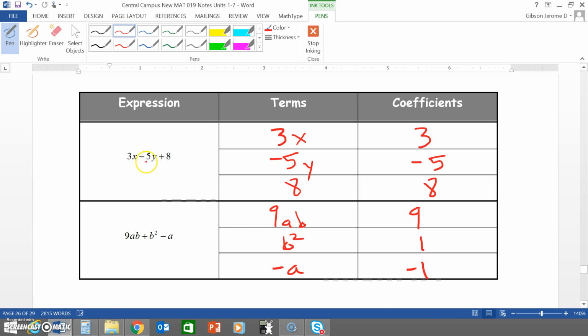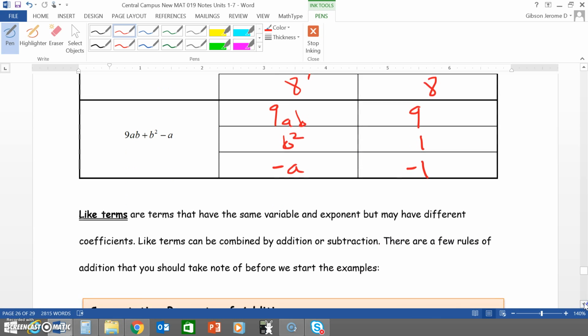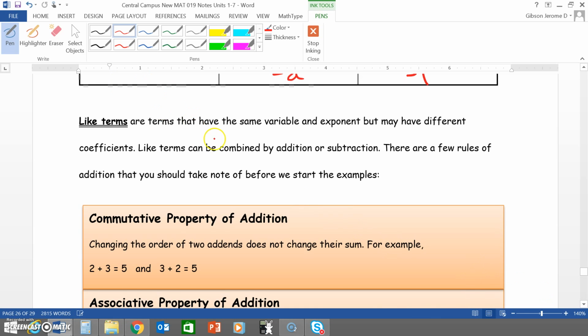Now, one thing I want to point out, the only thing that separates terms are addition and subtraction. That's why you have 3 terms here and only 3 terms here. If you do not see addition or subtraction, there's no separation of the terms. Like terms are terms that have the same variable and exponent, but may have different coefficients. Like terms can be combined by addition or subtraction.